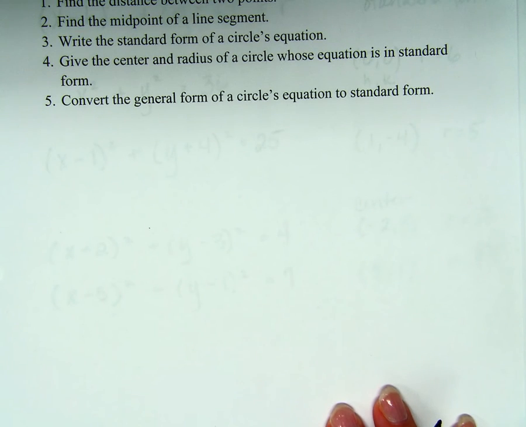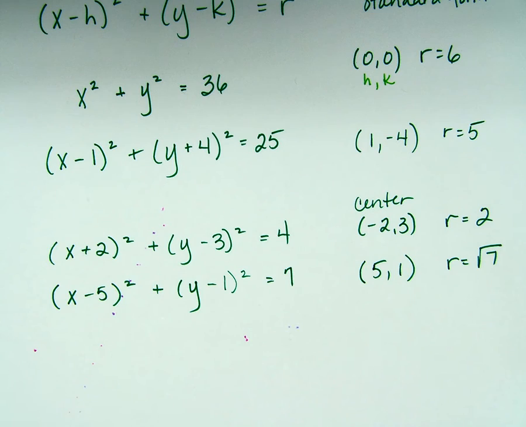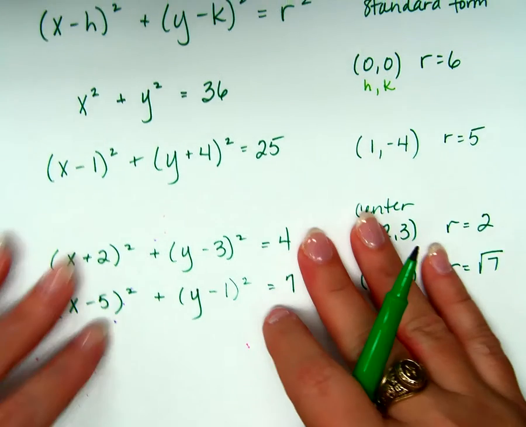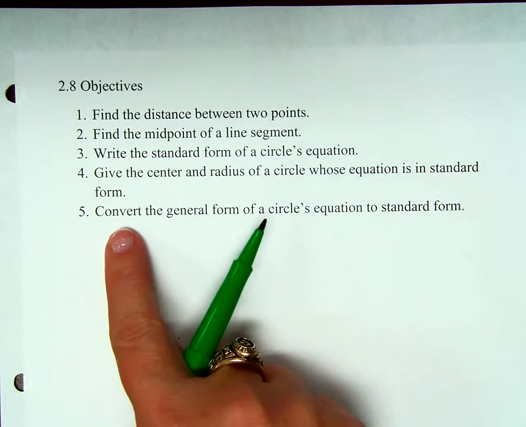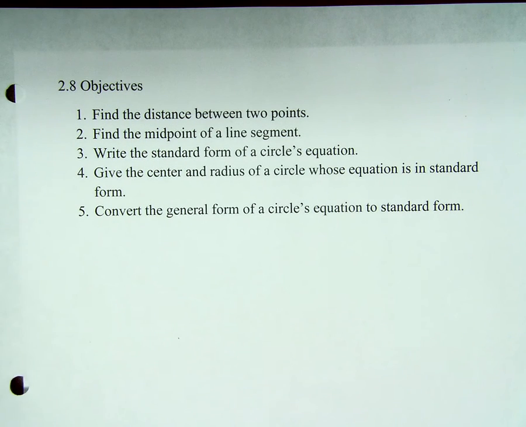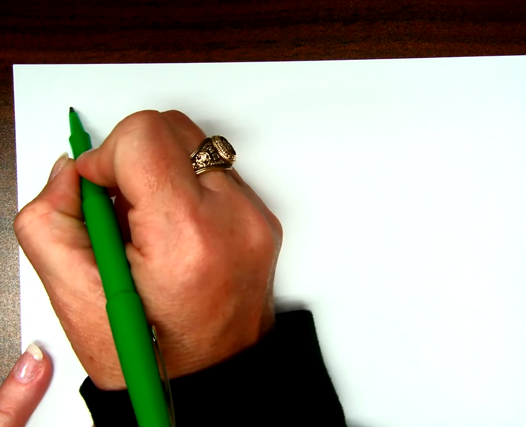Okay. That's the only one that I think you might have trouble with, only because you've got to remember how to complete the square. So I'd like to walk you through at least one of those, if not more than one, to remind you about completing the square. Okay? So we're working on objective number 5 right now, converting the general form of a circle's equation to a standard form. So here's what I want you to remember.